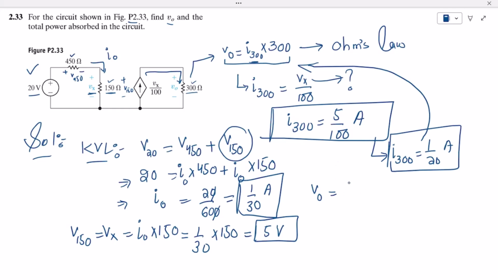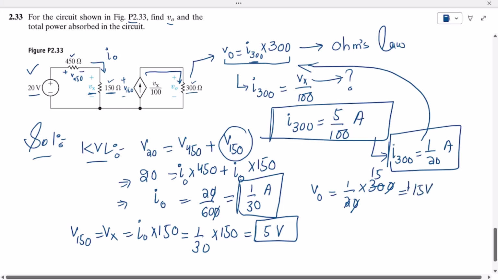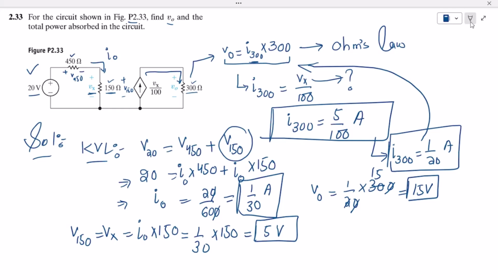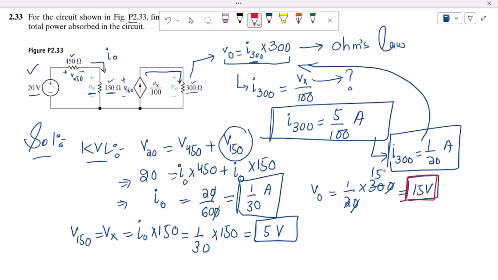So the value of I300 is 1 over 20, which is here, multiplied by 300. This will cancel out, also 2 into 15, so it is 15 volts. So the value of V naught is known, and that is this 15 volts. Let me use this red color for it, and this is the answer which we wanted to find out here, as described by this V naught. So now this is the first solution.